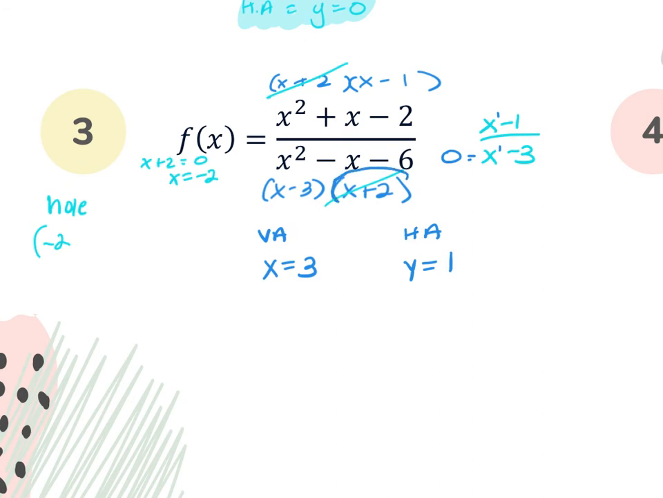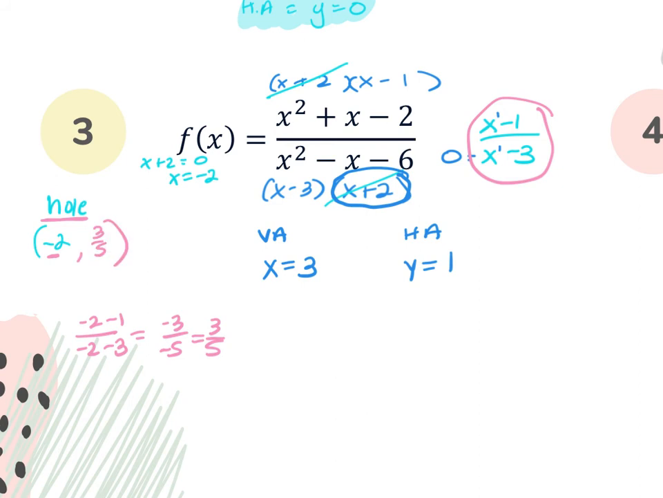So I lost one of the vertical asymptotes, which is why it's more beneficial to cancel at the beginning and then work it out. To find the hole, I have to take this negative 2 value and plug it into my simplified expression. So negative 2 minus 1 over negative 2 minus 3, negative 3 over negative 5, which is 3/5. And that's the coordinate of my hole.